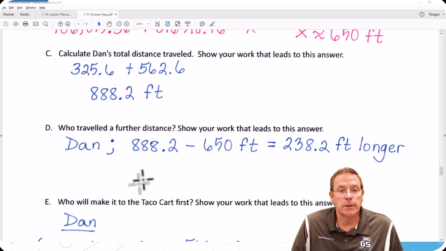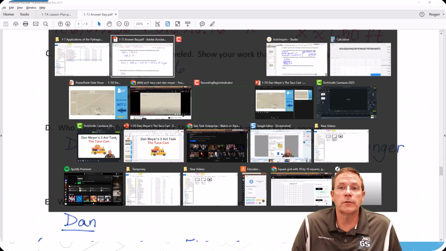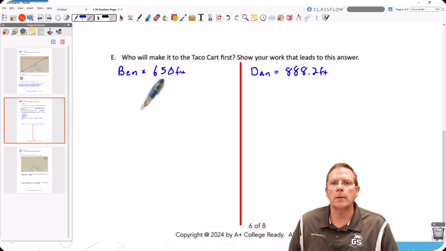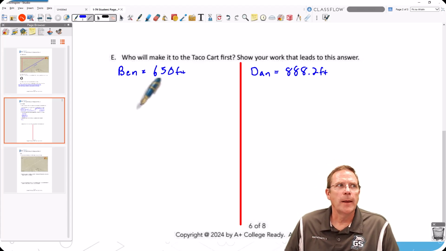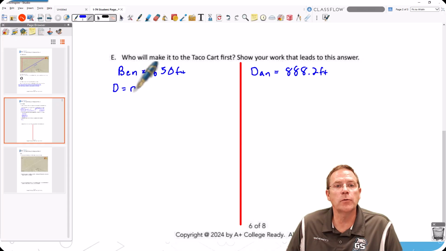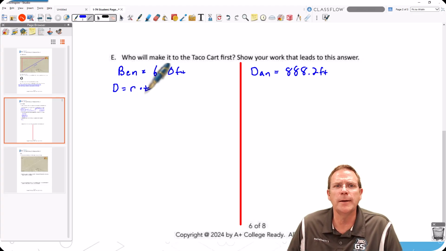Now, the next question is, who's going to make it to the taco cart first? And they have to show the work that leads to the answer. This is where some really cool stuff is fixing to take place. To do this problem, I created two columns here, one for Ben and one for Dan. We need to remember the distance formula, which you should already know. Distance is equal to rate times time. D is your distance, R is your rate, also known as your speed, and T is your time.